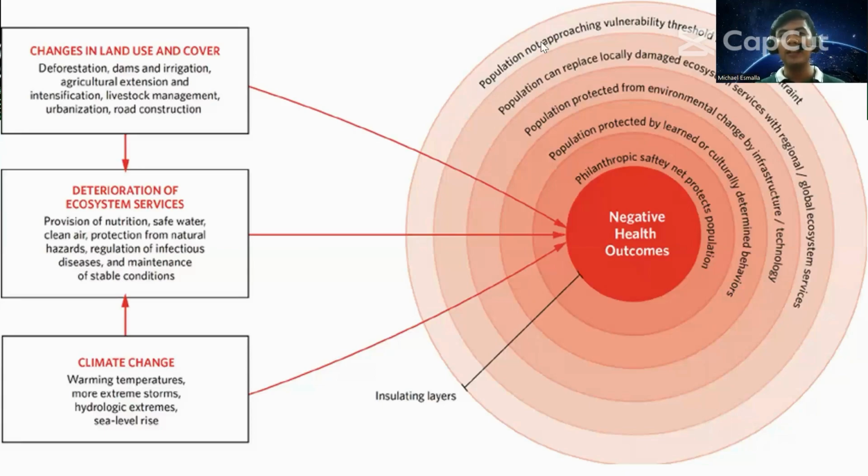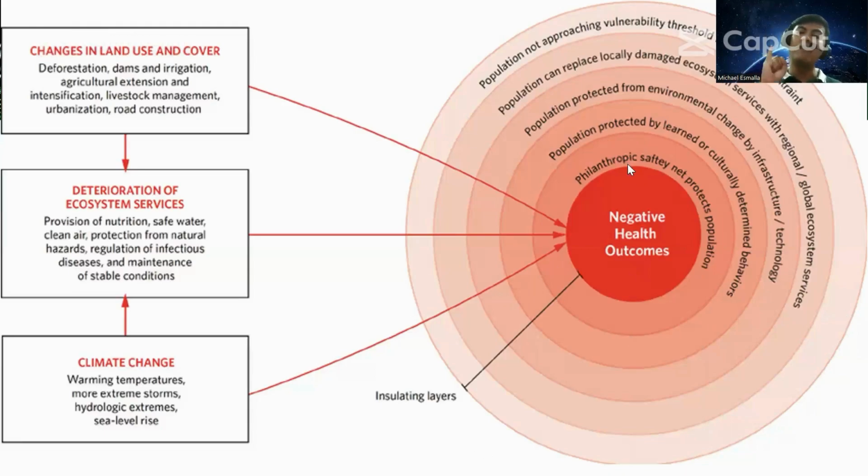Next is population not approaching vulnerability threshold per resource constraint. It is the outermost layer, which is very important: we need to limit our population so that we do not pass the threshold of what the environment can provide in resources. So that is the vulnerability threshold for resource constraint. So that's the last layer.